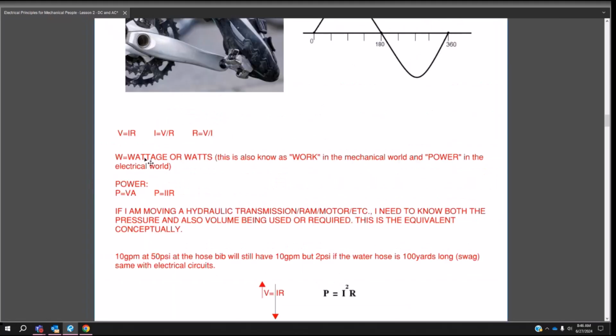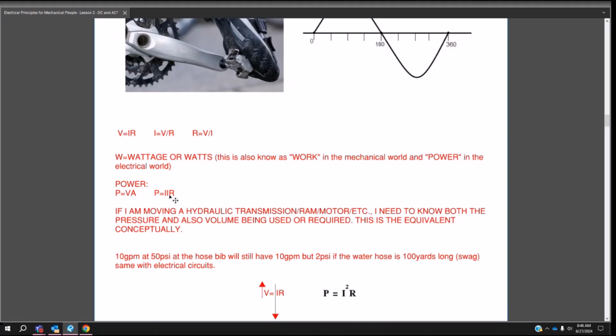So, doing a slight recap. Wattage, or watts, is also known as work in the mechanical world and power in the electrical world. Power can be expressed several different ways, but these are the two most common that I use: VA or I squared R. And I couldn't do the I squared part in Bluebeam because I don't know how to do that.